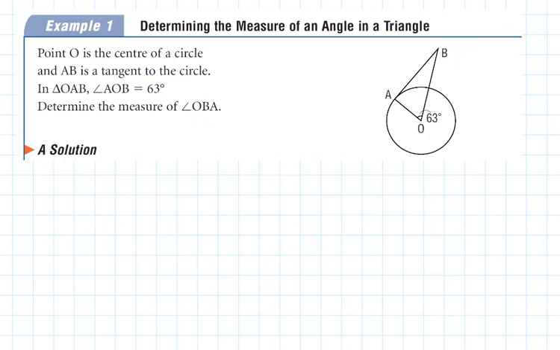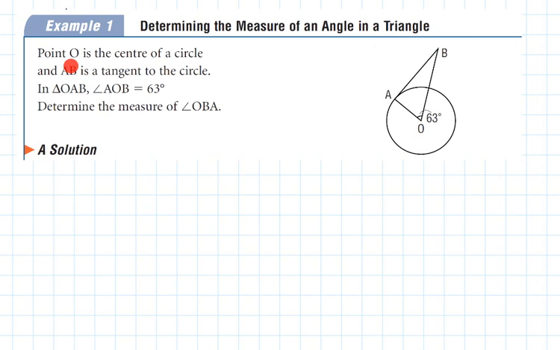So let's use that in some of the questions that you're going to be seeing in this unit or this assignment. Here it asks you to determine the measure of an angle in a triangle. So we draw a triangle. We have the circle. The information we have is the center of the circle, O, and it goes from O to A. That here is a radius. How do you know? Because it goes from the center of the circle to a point on the circle.